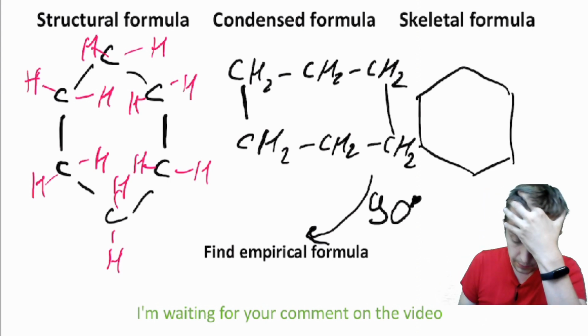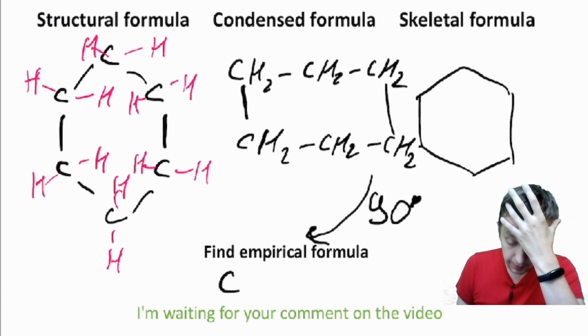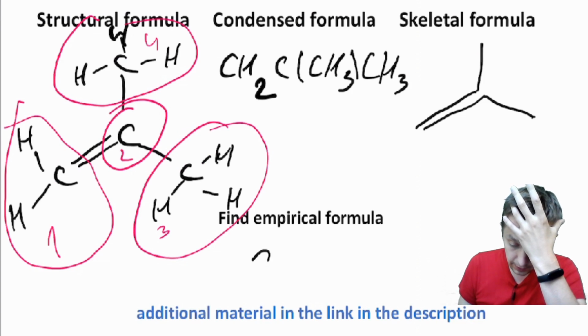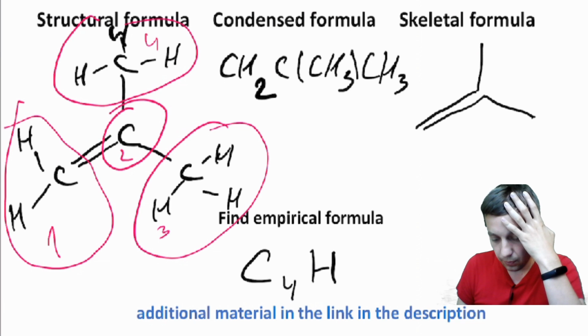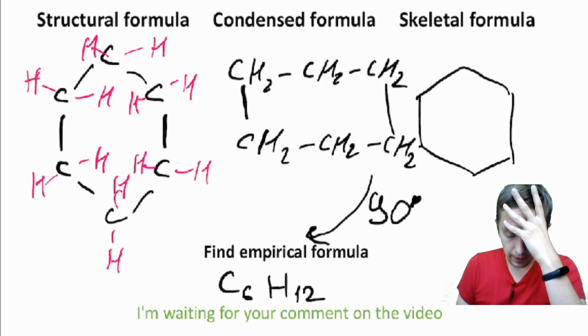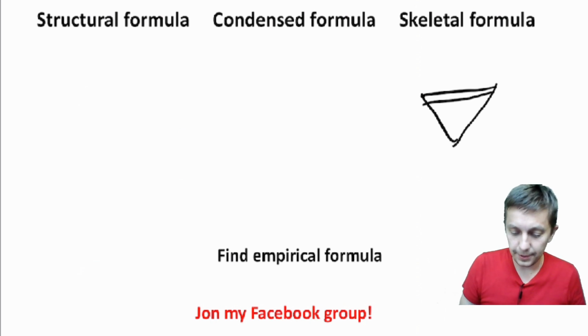We also count the empirical formula. For example, for this compound, the condensed formula is useful for counting atoms: C6H12, and this one C4H8.